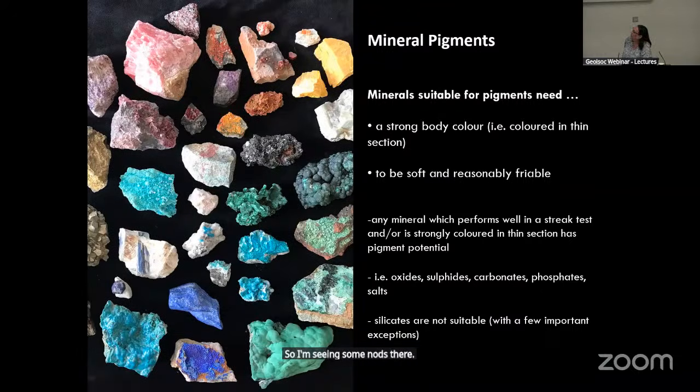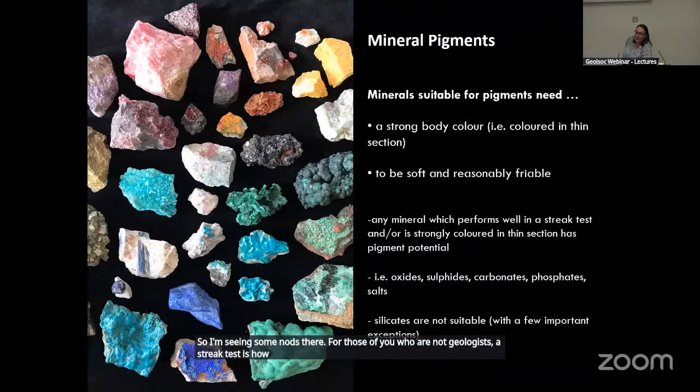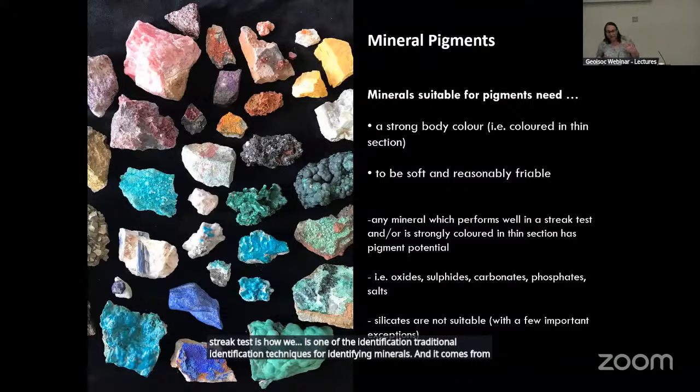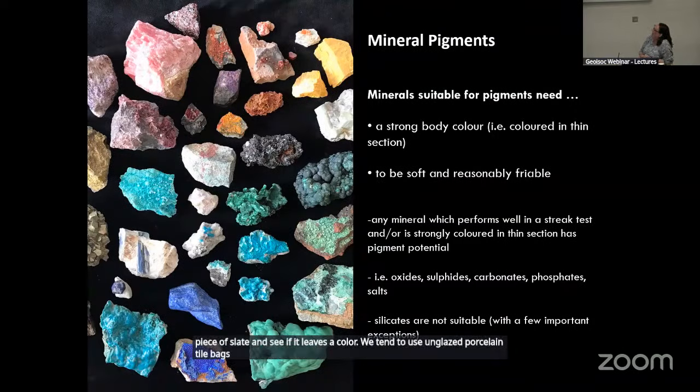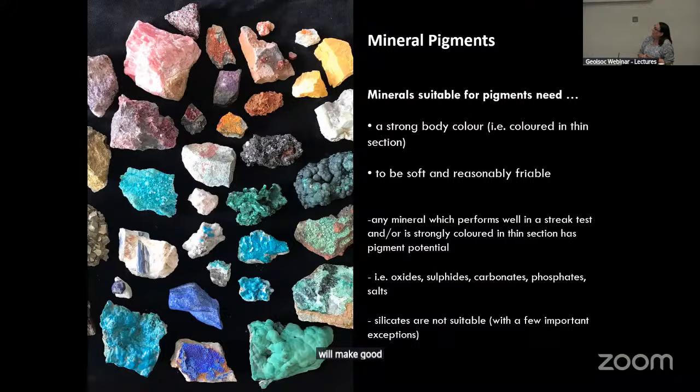For those of you who are not geologists, a streak test is one of the traditional identification techniques for identifying minerals. And it comes from assaying gold and silver when you would scratch your ore across a piece of slate and see if it leaves a colour. We tend to use unglazed porcelain tile backs these days. But any mineral that leaves a streak of colour when you scratch it against porcelain will make a good pigment. And these tend to be the oxides, metal oxides, sulfides, carbonates, phosphates, mineral salts, essentially.